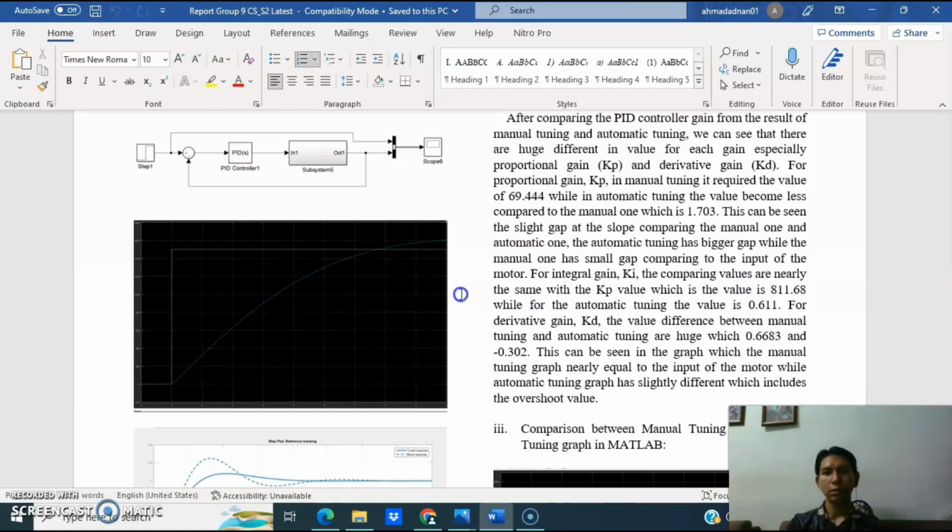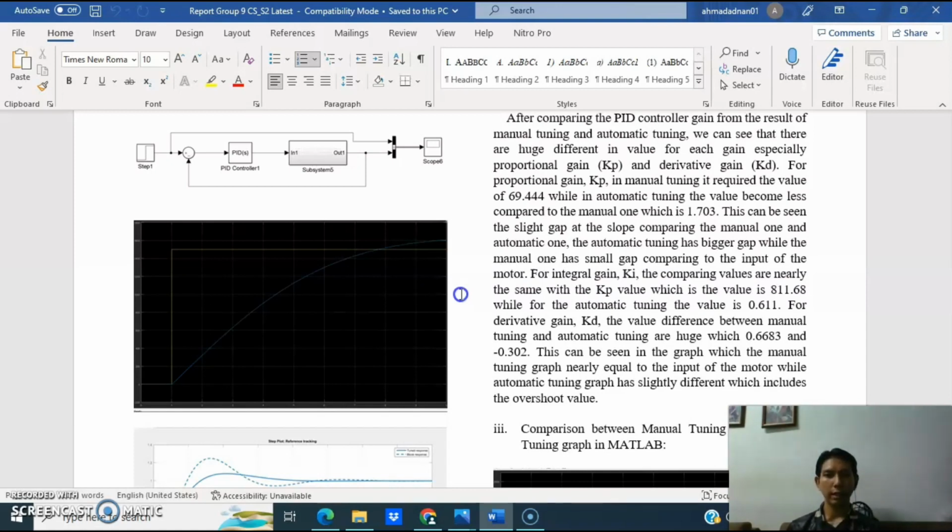For proportional gain in manual tuning, it requires the value of 69.444, while in automated tuning, the value becomes less compared to the manual one, which is 1.703. This can be seen in the slight gap at the slope comparing the manual one and automatic one. The automatic tuning has a bigger gap, while the manual one has a small gap compared to the input of the motor.